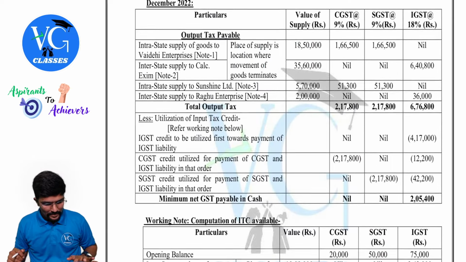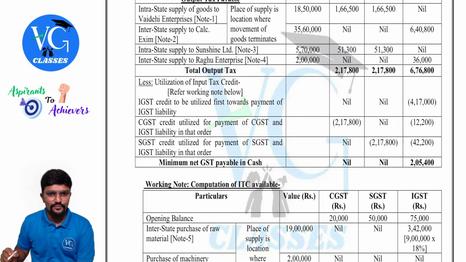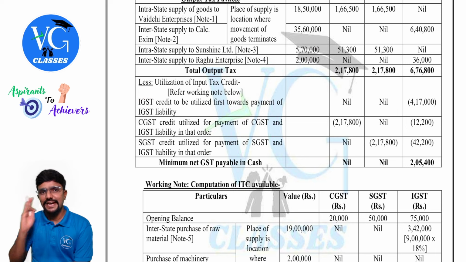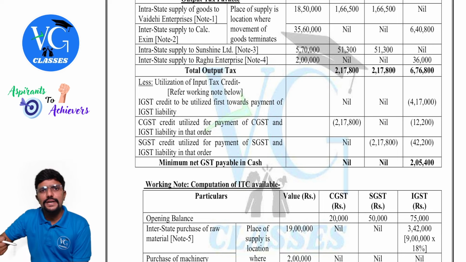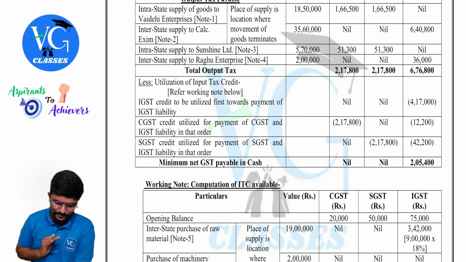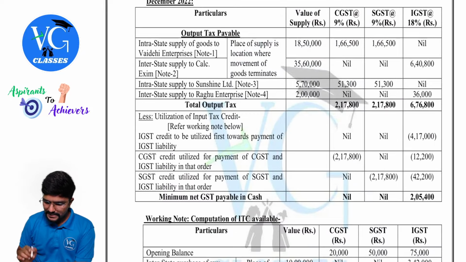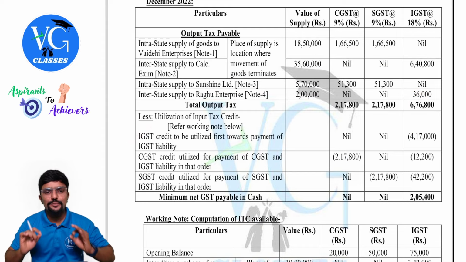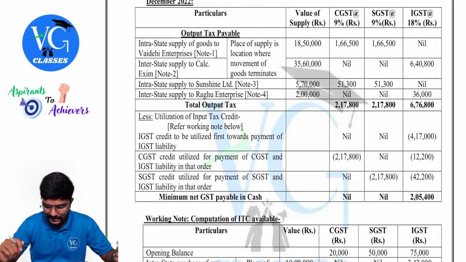Okay. Now coming back, we are taking this to our main working, main calculation. First, we should always use IGST credit, guys. IGST credit will be first utilized against IGST liability. If still something is pending, you can use it against CGST liability or SGST liability in any order, in any proportion. How much is the IGST credit? 4,17,000. IGST liability 676. So I am using fully against IGST liability only. IGST credit to be utilized first towards payment of IGST. We are not left with anything, guys.